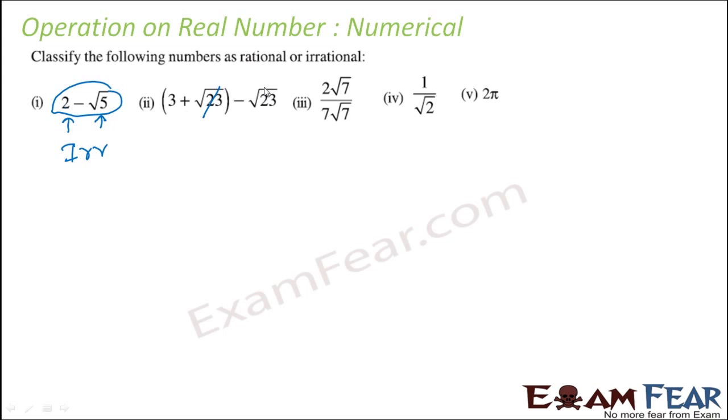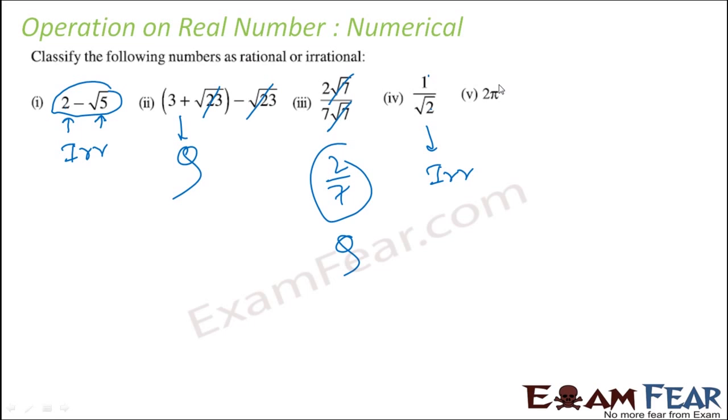If you see here, root 23 cancels, what you get is 3, and 3 is a rational number. Rational number is q. Root 7 we cancel, so what you get is 2 by 7. 2 by 7 is a rational number, that is q. 1 by root 2, if you see, there is an operation on a rational and an irrational, you will always get an irrational number.